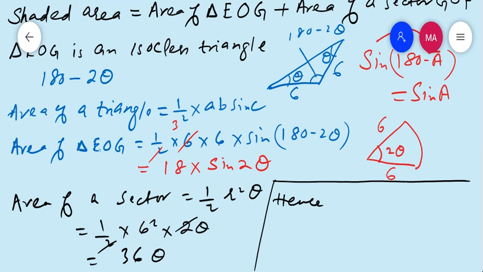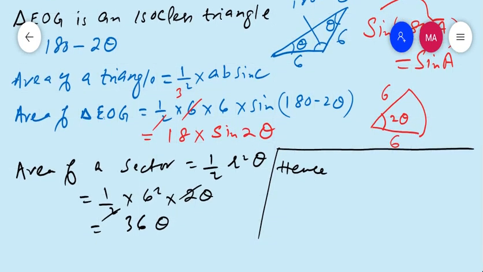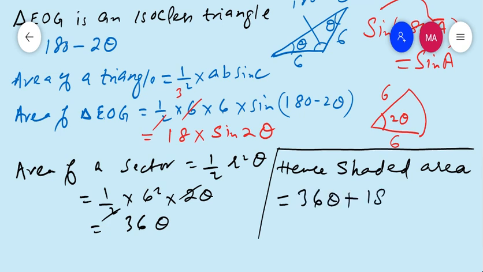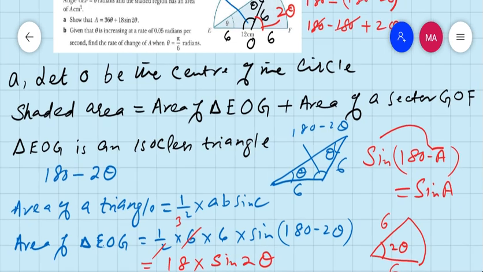Hence the shaded area is equal to 36 theta plus 18 sine 2 theta. Proved. This is part A. Very interesting part and very easy as well. Now move to part B.